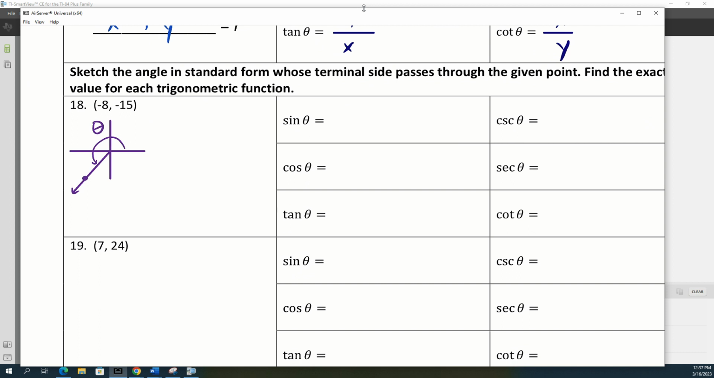Okay. And because the point is (-8, -15), x is -8, y is -15, and then we're going to use the formula to figure out r. All right, so I know that r squared is equal to (-8) squared plus (-15) squared.